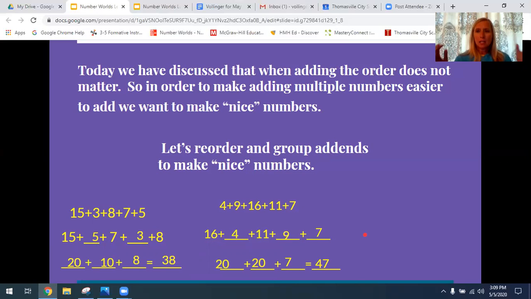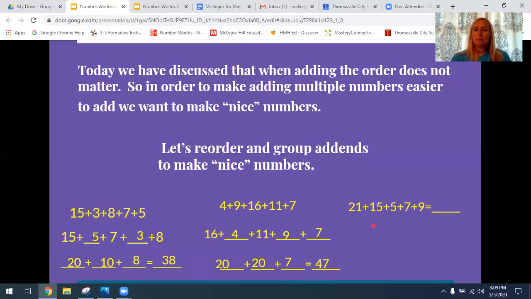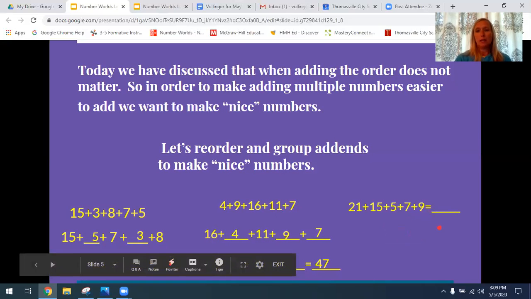When you look at numbers that are in a long row, remember, we can switch them all around like the commutative property tells us, but that helps us to mentally add them in our head much faster. All right, let's try one more. 21 plus 15 plus 5 plus 7 plus 9. Okay, so remember, I'm looking for things that I can add together to make nice numbers. Right off, I see 21 and 9, because I know whenever I add 9 to 1, I get a 10, and then 15 and 5. So let's see what they do.